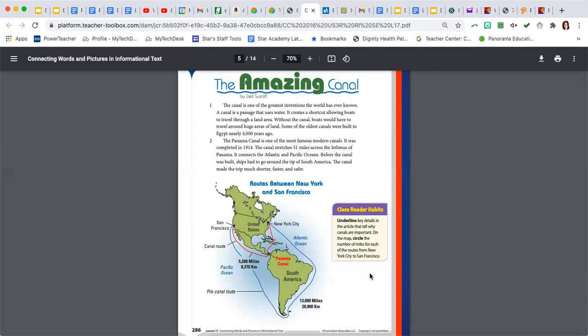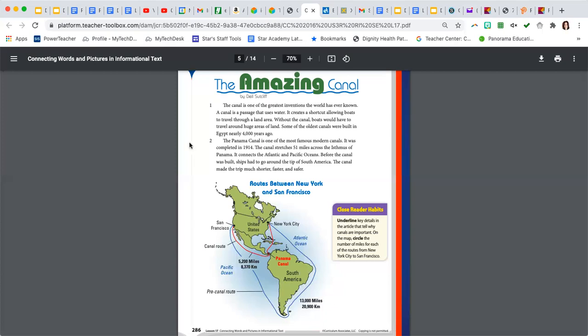And on the map, circle the number of miles for each of the routes from New York City, which is here where my cursor is bouncing, to San Francisco, which is right here. So again, you need to underline key details in the article that tell why canals are important, and then circle the number of miles for each of the routes from New York City to San Francisco. So you're going to see a blue line and a red line. The blue line is the old route. The red line is the new route.